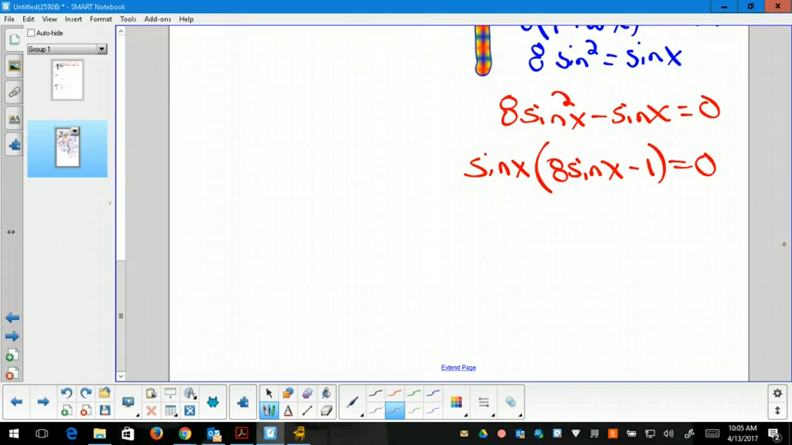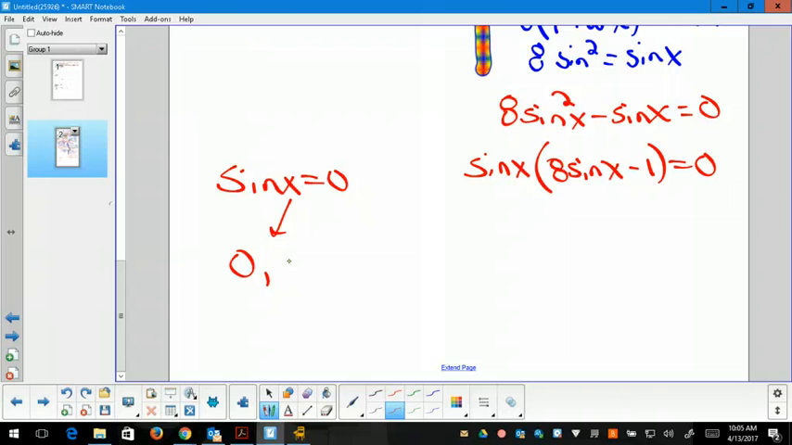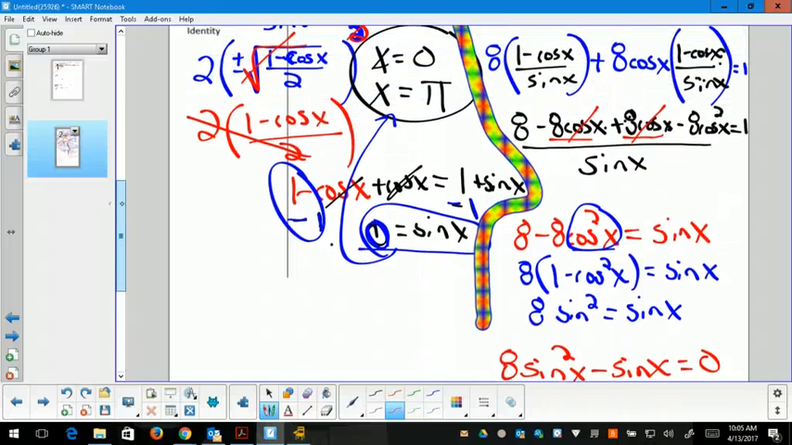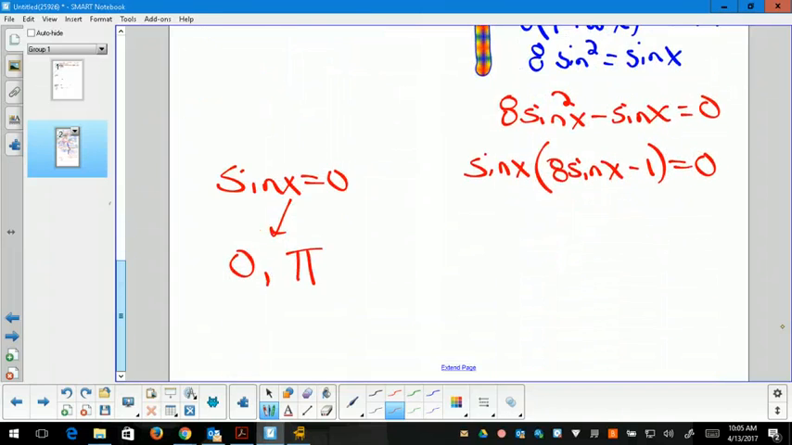Setting both factors equal to 0, we have sine of x equals 0. Well, that's easy. When is sine 0? Sine is 0 at 0 and pi. What about the 1? Remember, didn't it equal 1? It did equal 1, but then remember I multiplied it by sine, and 1 times sine is sine of x. So I don't have to worry about the 1 anymore. Now, if you still have it as a rational expression with sine in the denominator, then yeah, you're going to have to worry about the 1.